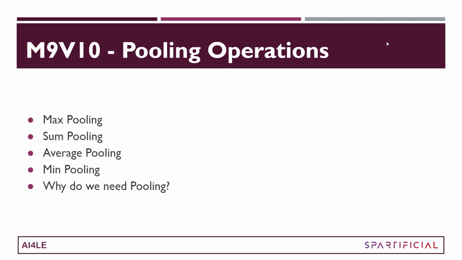Hi everyone, welcome to the 10th video of module 9. And here we're going to study some different types of pooling operations, starting from what is the need of having this kind of pooling layers in our CNN. And then what are some different types of pooling operations available. There are max pooling, sum pooling, average pooling, and the mean pooling.